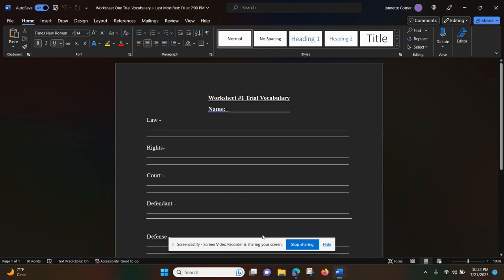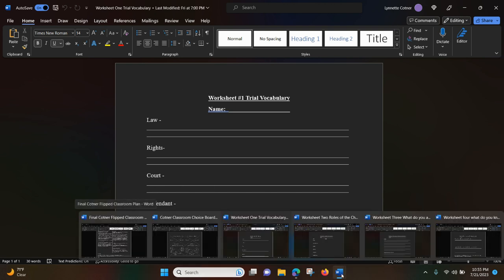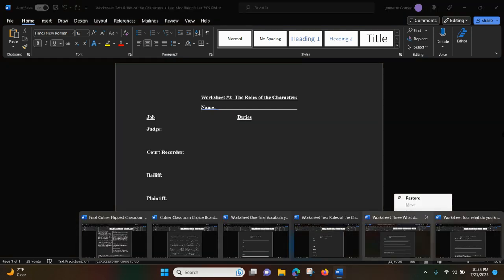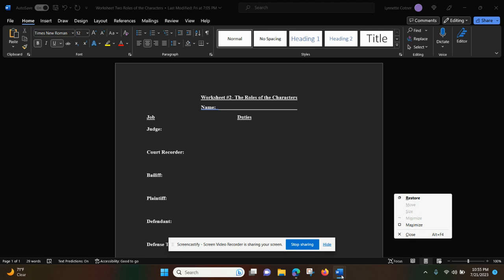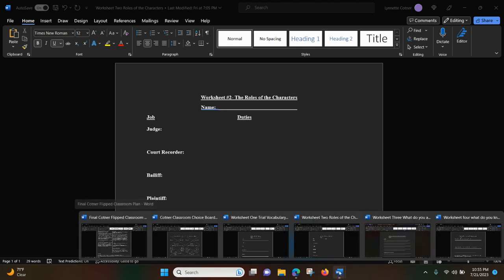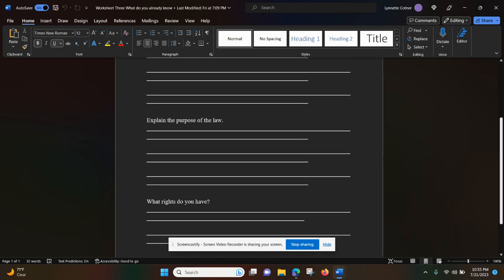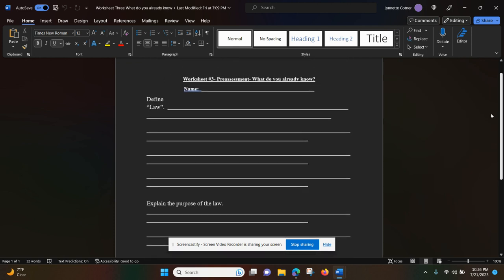So the worksheets they can choose from. Worksheet 1 is trial vocabulary, so making sure that they understand these important terms. Worksheet 2 is roles of the characters. What's a bailiff? What's a plaintiff? What's a defendant? Worksheet 3. What do you already know? Explain the purpose of law in your own words. What rights do you have? What do you know about the law? Define it.